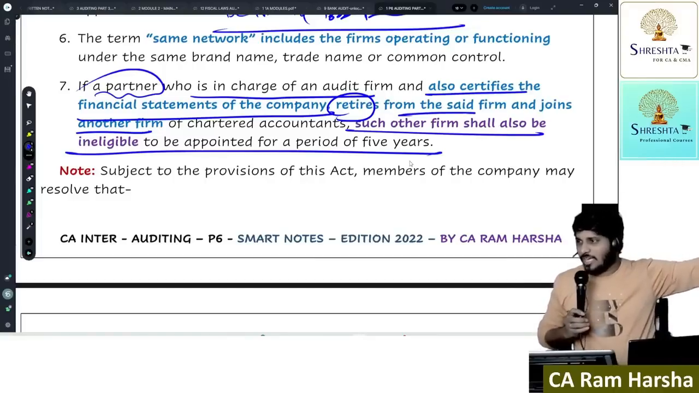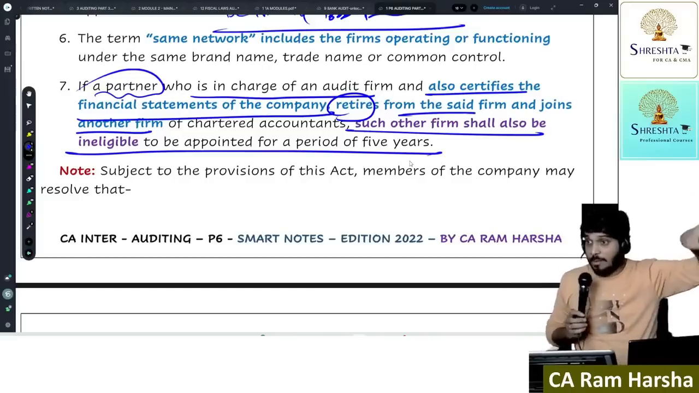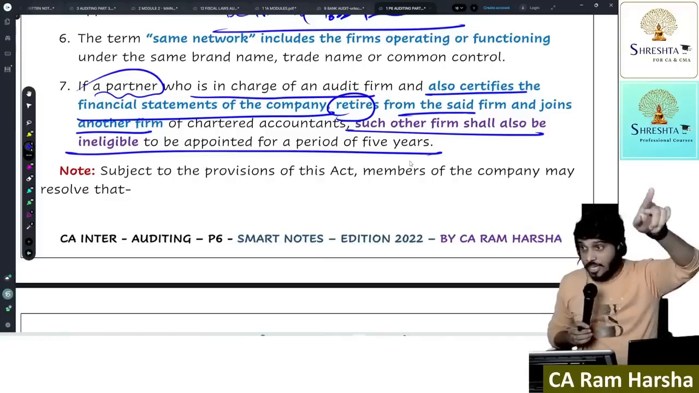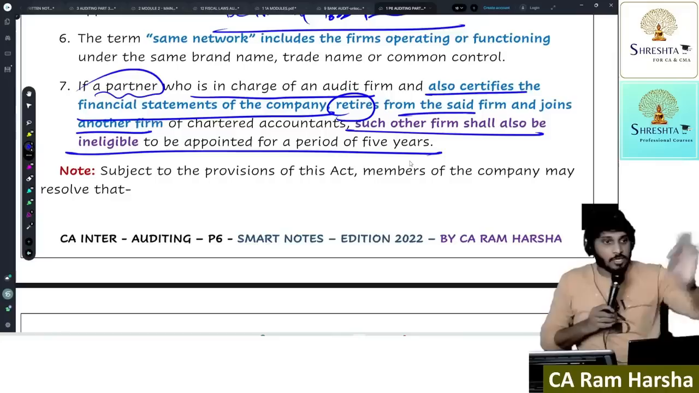No. He is not a common partner. He came out of one partnership, so the common partner point cannot be applied. Now he joined another new firm. Can I appoint that firm as an auditor? Even then, you should not appoint it.